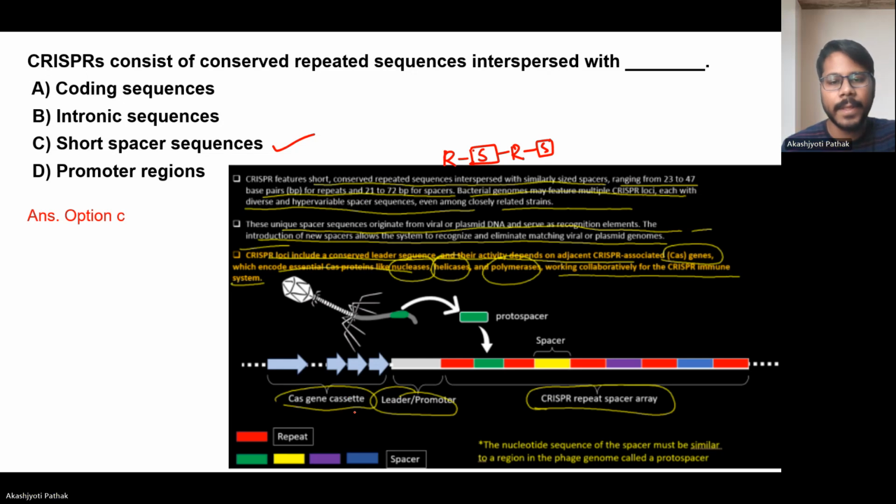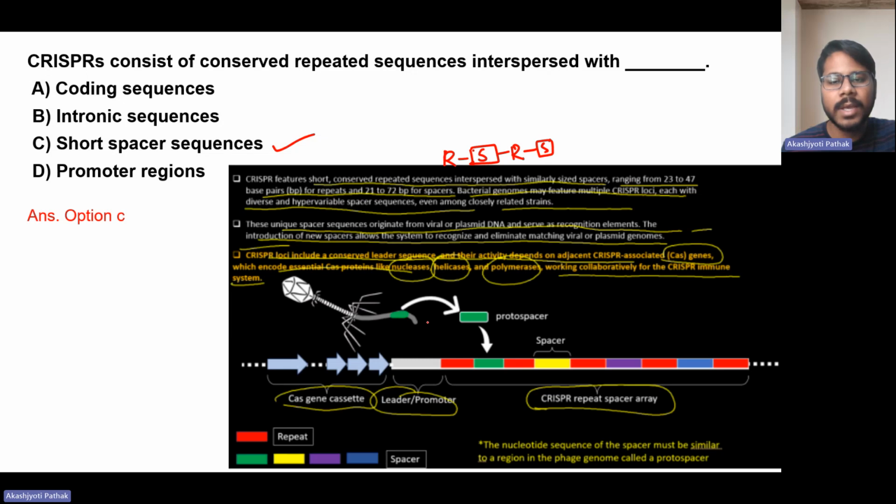Okay. So this is the Cas gene cassette, which will code for the Cas9 protein or the Cas protein. There are different types of Cas protein, and this is the CRISPR array, the repeat spacer array, which is the spacer sequences flanked by the repeat sequences. And you can see in this figure that this particular sequence of the phage DNA, which is called protospacer, has been incorporated in this CRISPR spacer array.